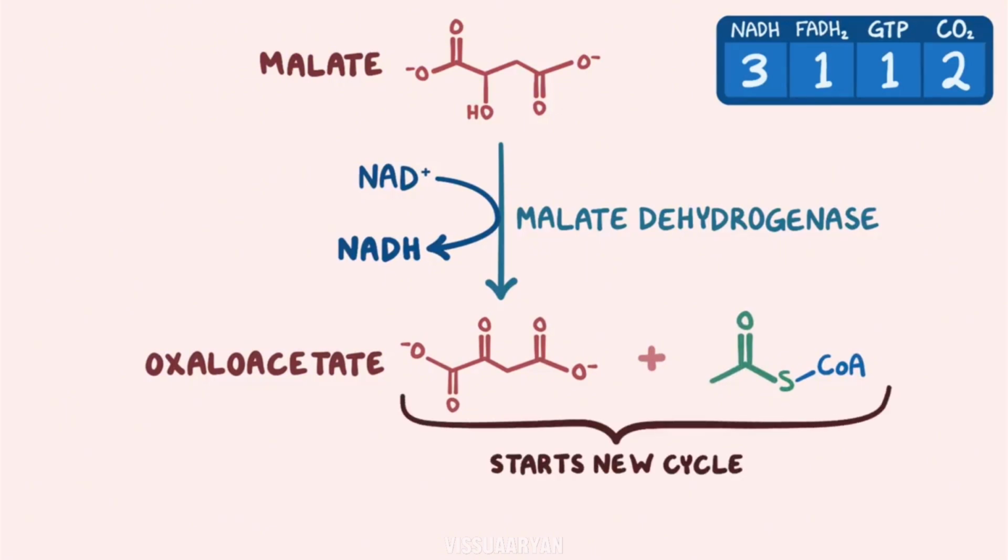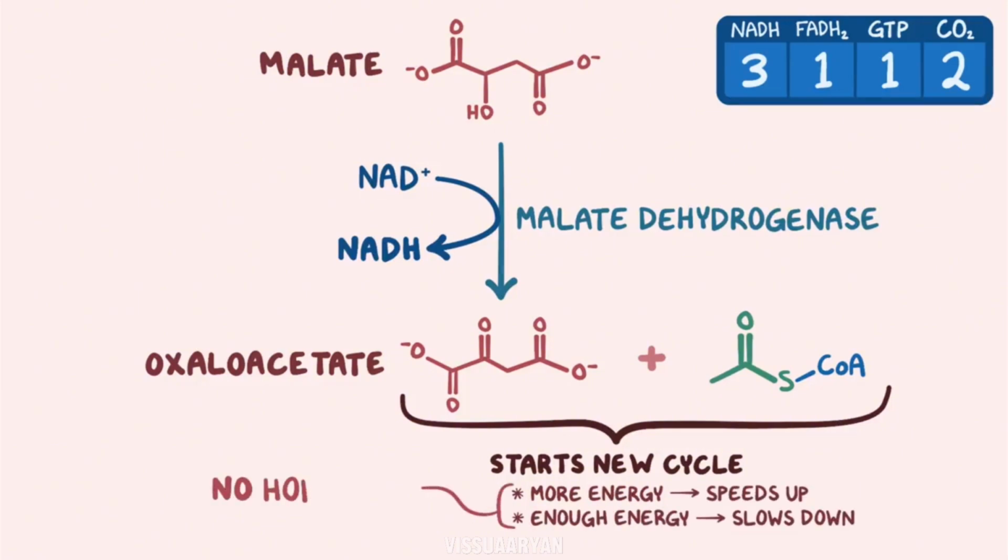The control of the citric acid cycle is based on the energy level of the cell. It has to run all the time, so when it needs more energy, it speeds up, and when it has enough energy, it slows down. Hormones don't play a role in its regulation.